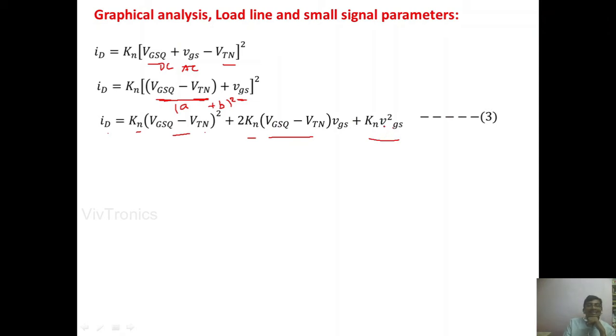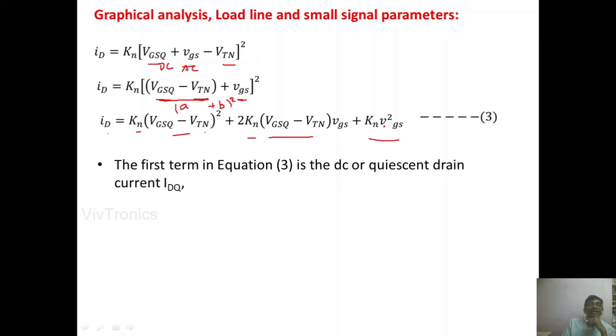So it contains three terms. The term 1 in equation number 3 is the DC quiescent drain current IDQ. This entire term will be equal to the IDQ. How will it be IDQ? Because Kn is a conductance parameter, which, into voltage, will give you the current. So Kn into (VGSQ minus Vtn) whole square, that is the drain current IDQ.